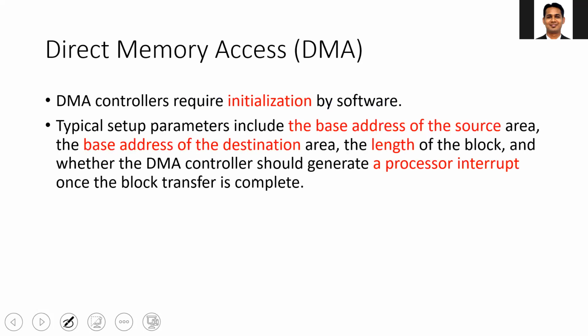And what does this initialization information include? It includes the source from where you want to read the data, that is the base address of the source. Where you want to write the data, that is the base address of the destination. Then how much data you want to transfer, that is the length of the block. And whether you want to set up an interrupt, whether the processor should generate an interrupt. There can be multiple interrupts. For example, whenever you perform the read operation from the peripheral, you can generate an interrupt. Whenever you perform the write operation on the memory, you generate an interrupt. So you can generate multiple types of interrupts depending upon your requirement.